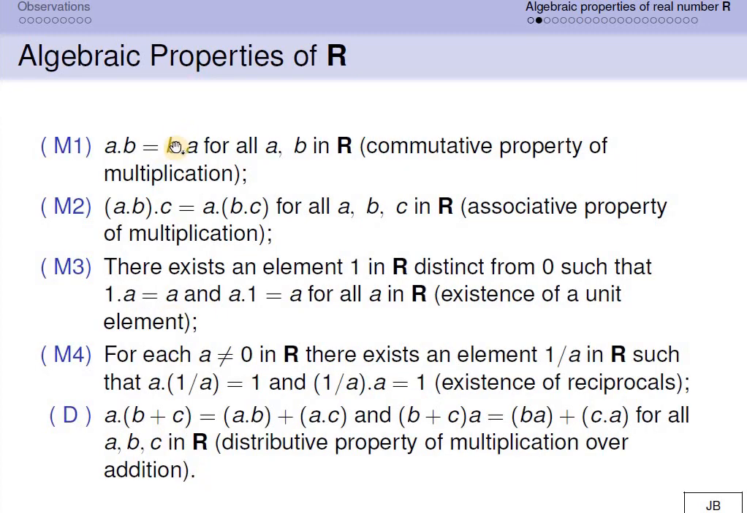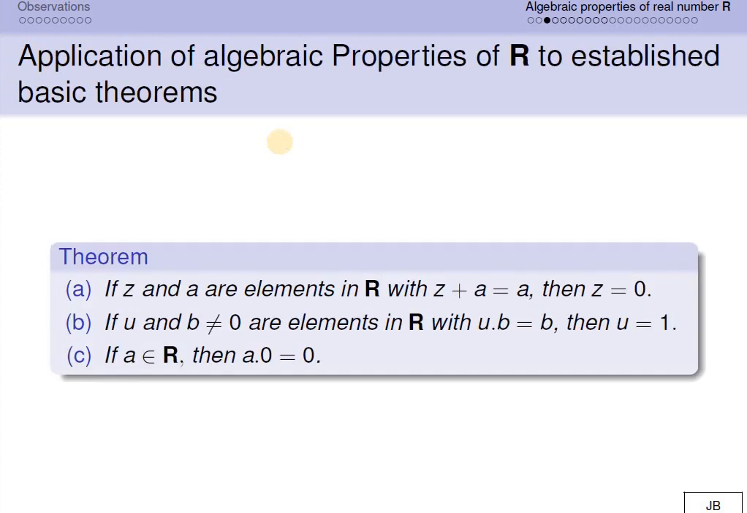Similarly, with respect to multiplication, we have seen that multiplication is commutative, it is associative, there is a unit element 1, and for each non-zero real number A you have 1 by A, the reciprocal of it, so the existence of reciprocal or inverse. So these M1, M2, M3, M4 are the algebraic properties of real numbers under multiplication, and you have D. The two distributive properties are listed as D. So these are the algebraic properties which we can use to prove the rest of the results.